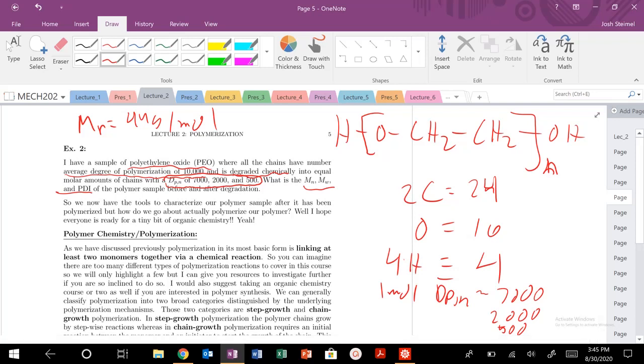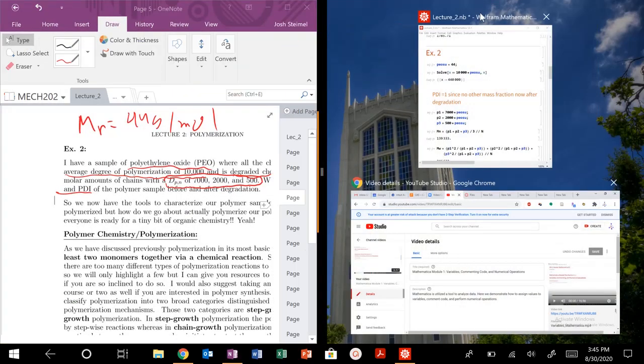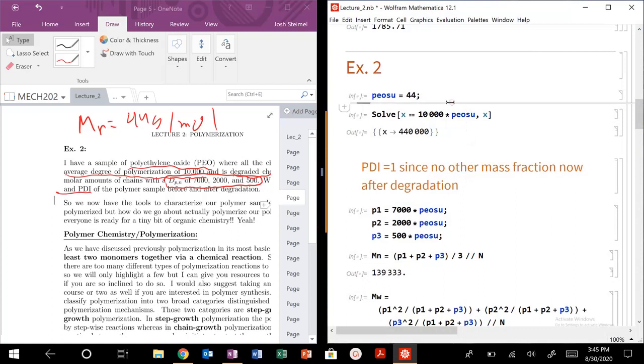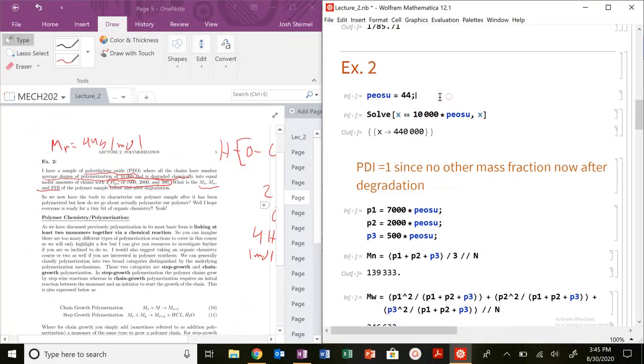Let's see if we can pull up Mathematica, or OneNote on one side, Mathematica on the other side. That's just my repeat unit. In Mathematica, I have my repeat unit, so I know X, and then I can solve for my molecular mass. We would need to solve for all these values before and after. So before degradation, my DPN, so let me type this out.